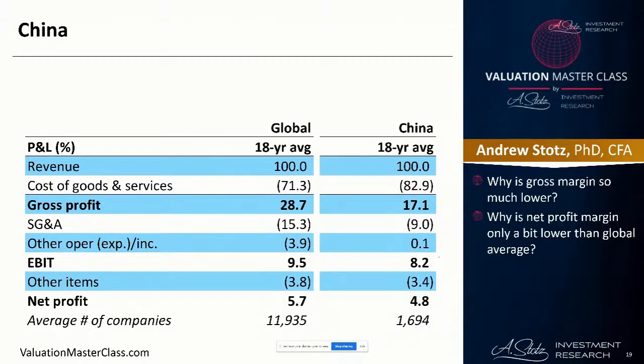Next is China. Look at that gross profit margin. Now, this is 1,694 large and liquid companies in China. For those of you that don't know the Chinese market, there's more than 3,000 companies listed there, and they're almost all large and liquid. And here you can see the gross profit margin, 17%. Why would the gross profit margin of China be so much lower than the global average? I have an answer for that, but I want to see what you say, and then we'll talk about it when I can get access to the chat room.